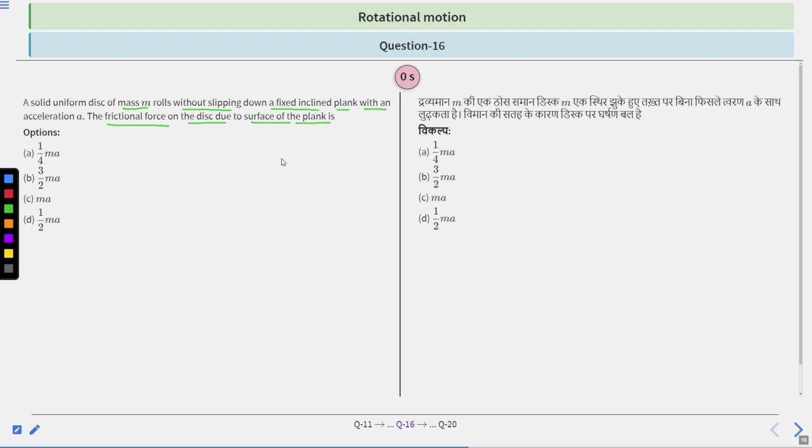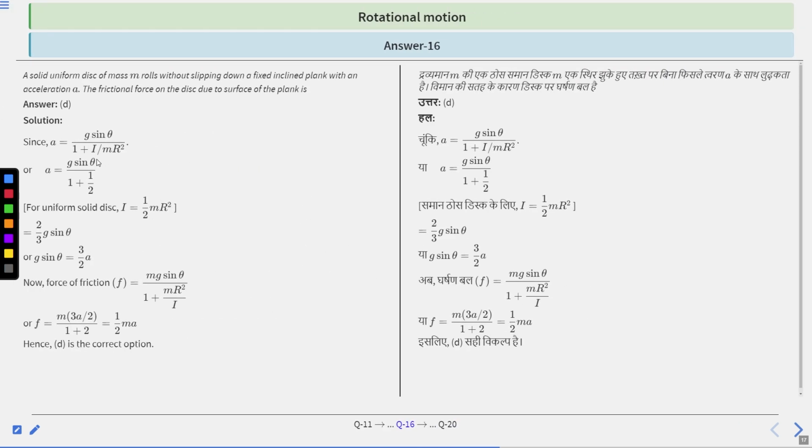Let's find the solution. So a equals g sine theta divided by 1 plus I divided by mr square. We already know this from the previous question. So a equals g sine theta divided by 1 plus 1 by 2, since for a uniform disk I equals half mr square, which is equal to 2 by 3 g sine theta. After putting in, g sine theta is equal to 3 by 2 a. This is just the numerical terms.